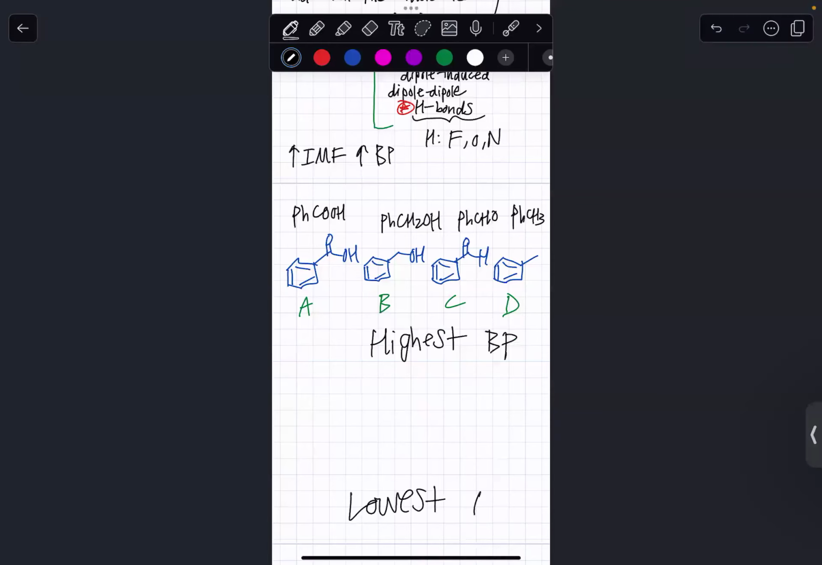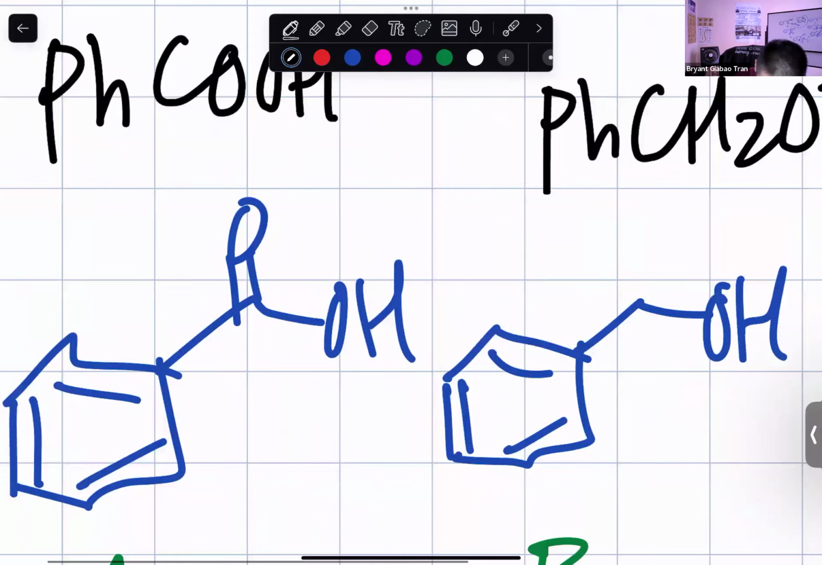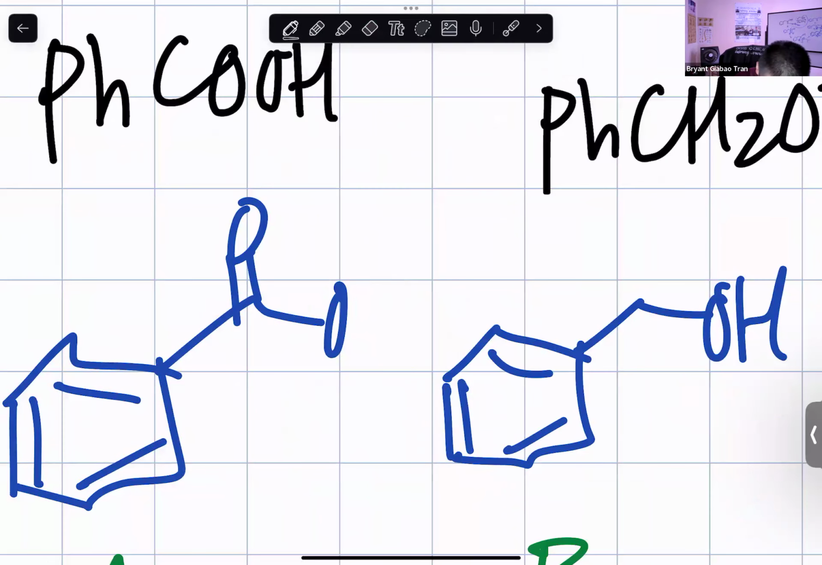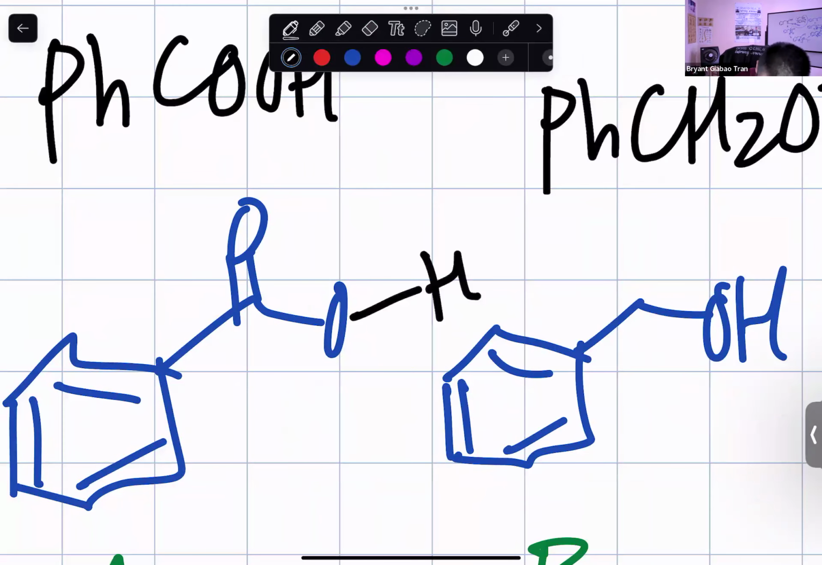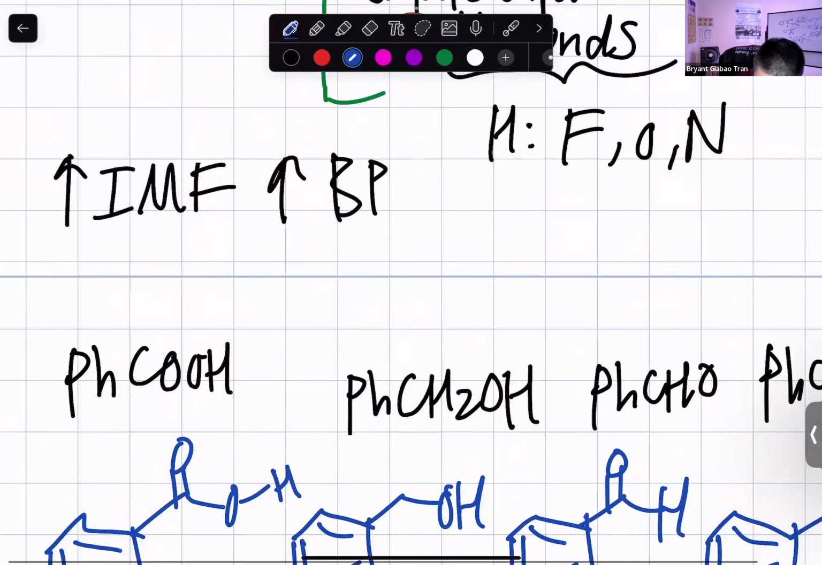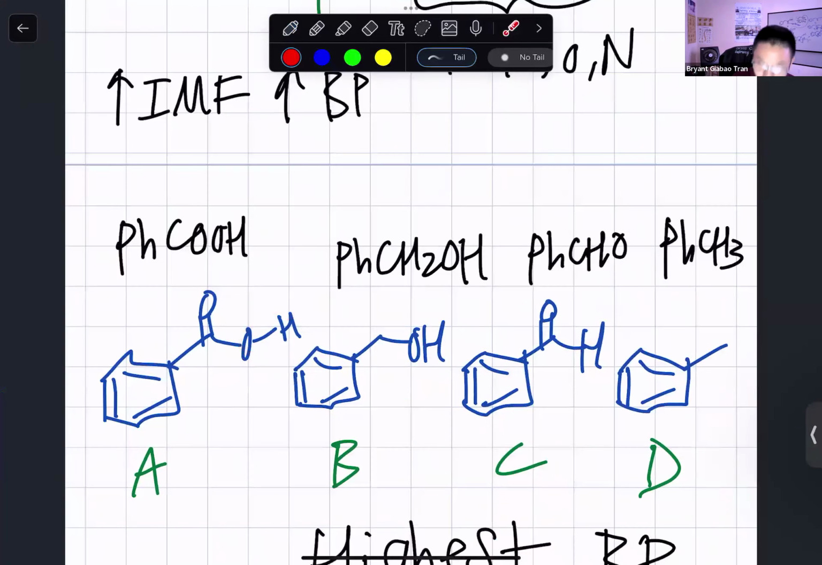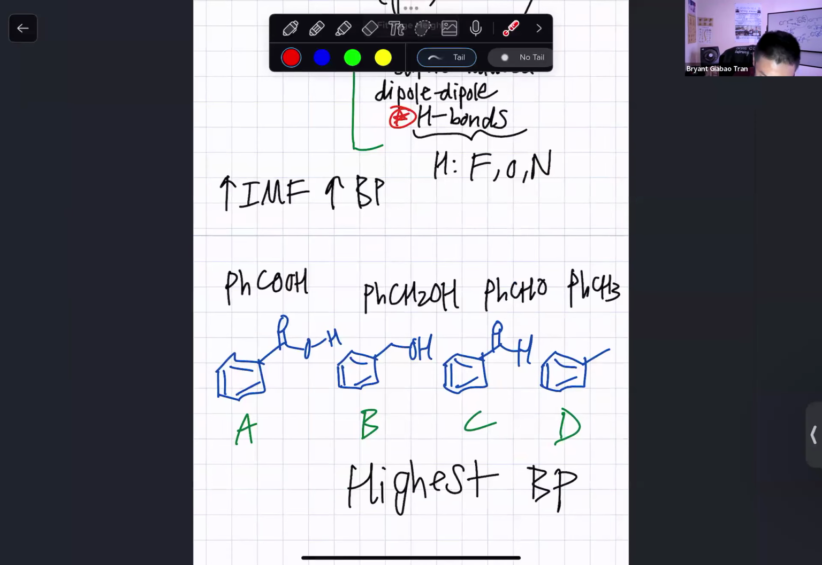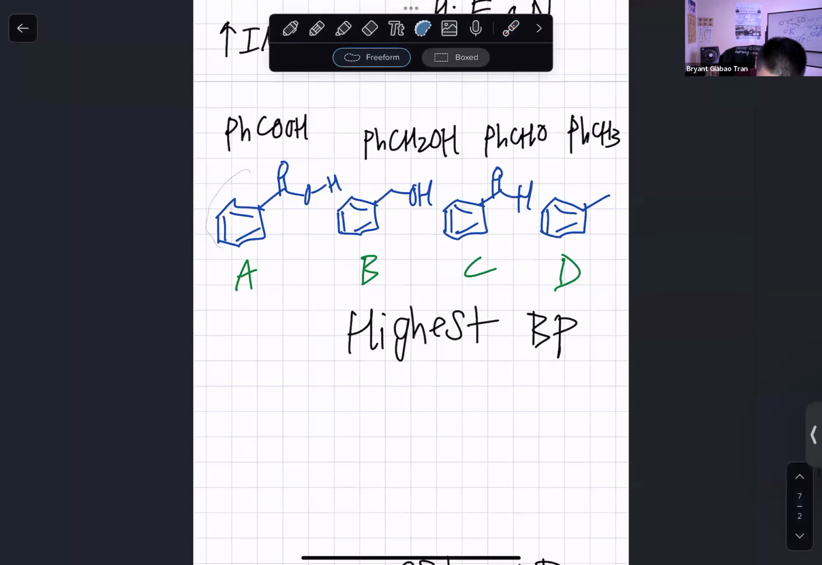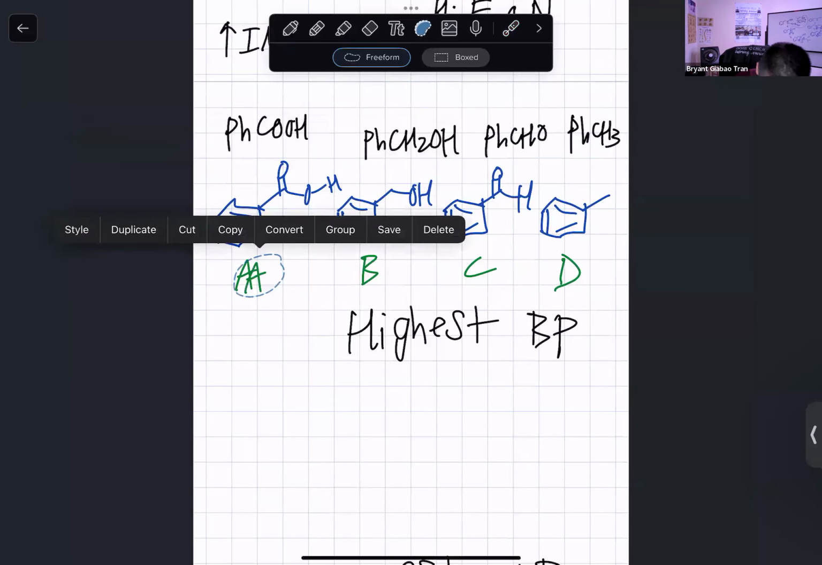A. Yes, A, right? Because in A, there is a hydrogen that is bonded to one of the three atoms I talked about, FON, right? There is an H bond that can happen here. So that's the strongest intermolecular force, making that have the highest boiling point. Right, A. Okay, next one.